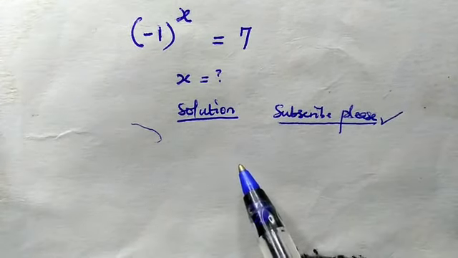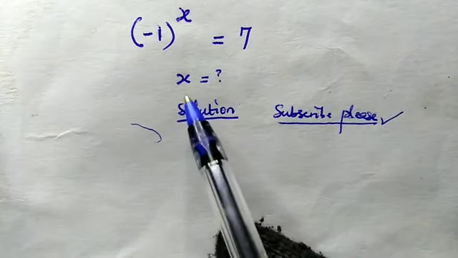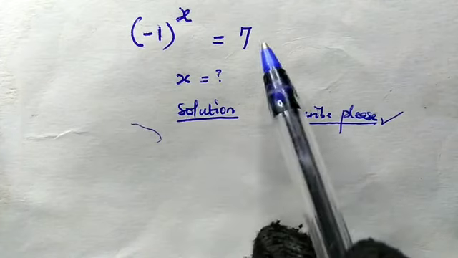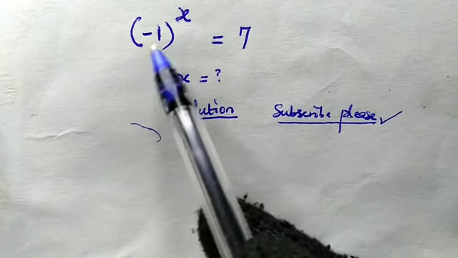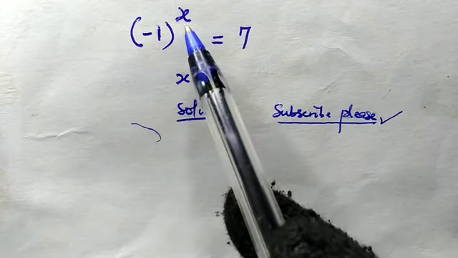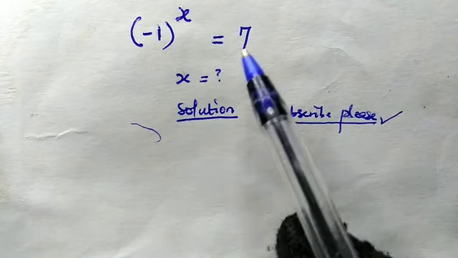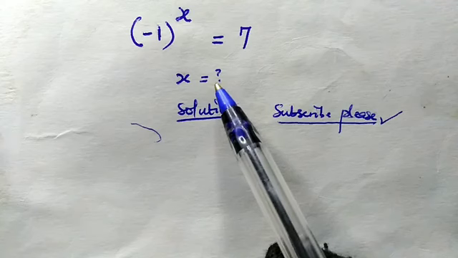Today we are going to solve for the value or values of x in the following exponential equation, right? Here we have (-1) to the power of x is equal to 7. Here we are going to solve for the values of x.